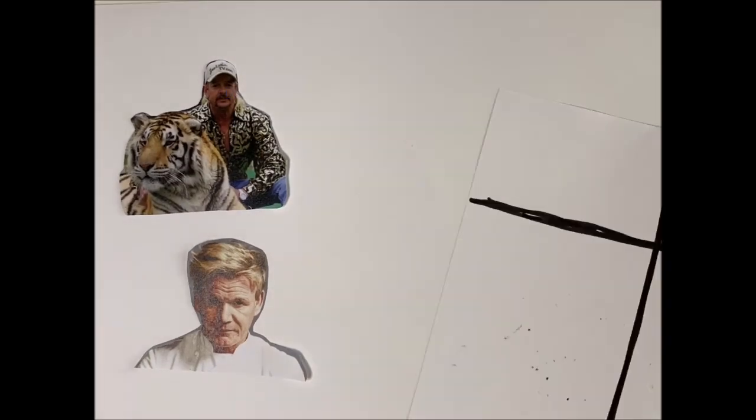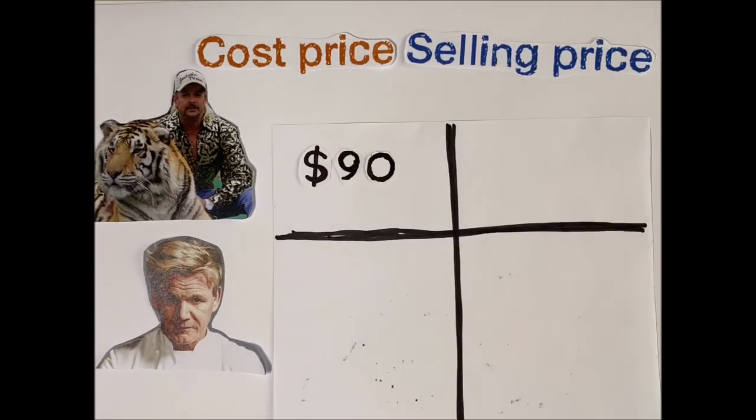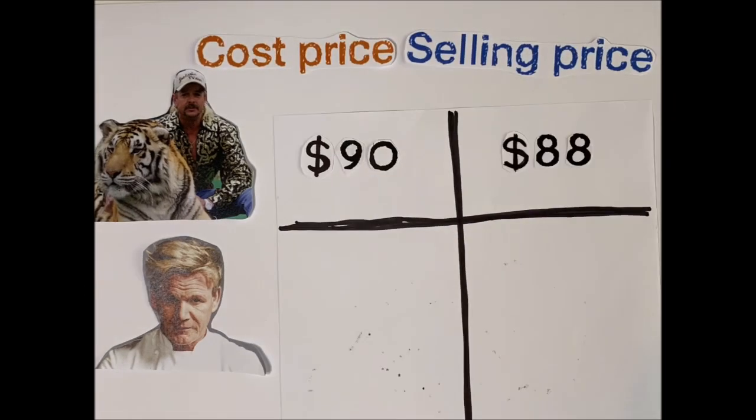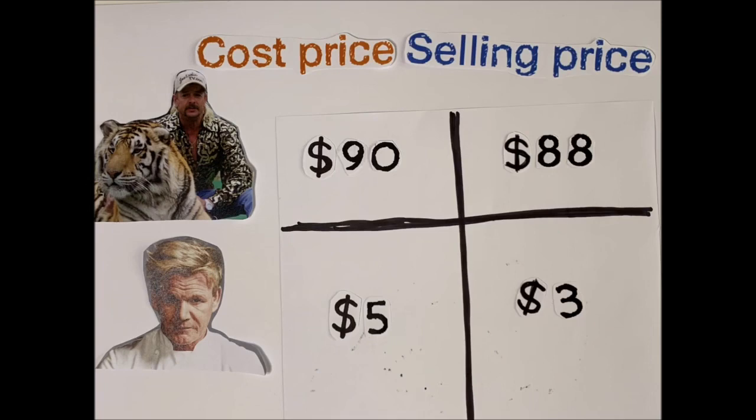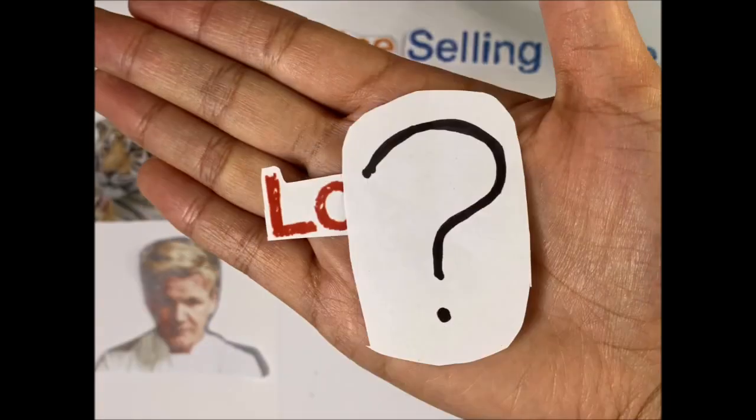Alright, let's move on to another example. It costs Joe $90 to raise a tiger. He sells it for $88. They're not as popular anymore. And Gordon spends $5 on ingredients. He sells his cupcakes for $3 at the end of the day, clearance. They both make a loss of $2. So what's happening here?